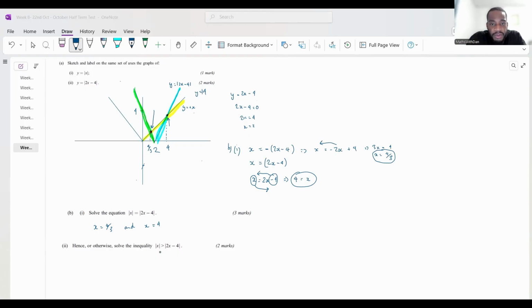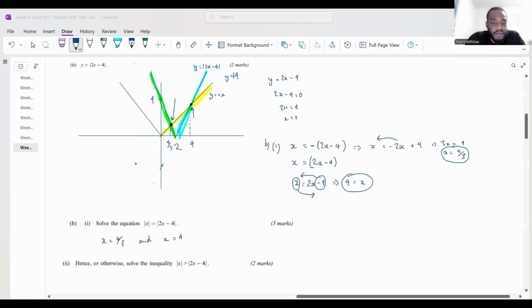Take a note of the positive and negative sides. Always do the positive and the negative thing, like I always do when I'm doing modulus questions, because they can definitely trip you up. Okay, so what are we doing now?